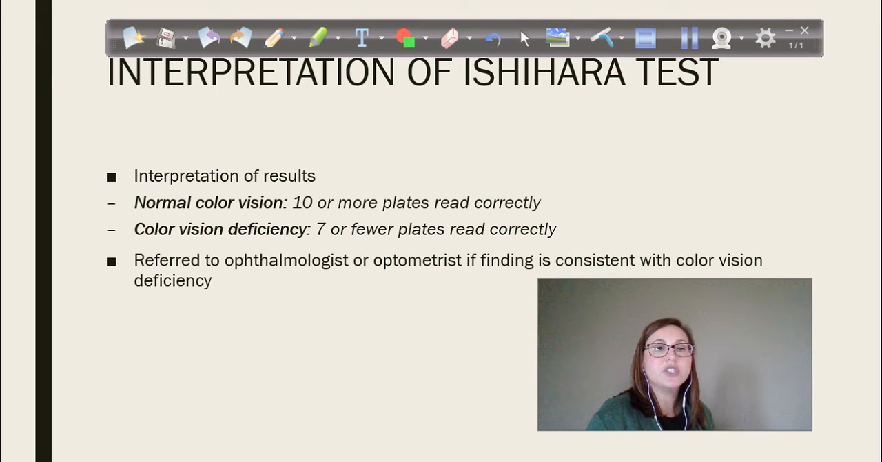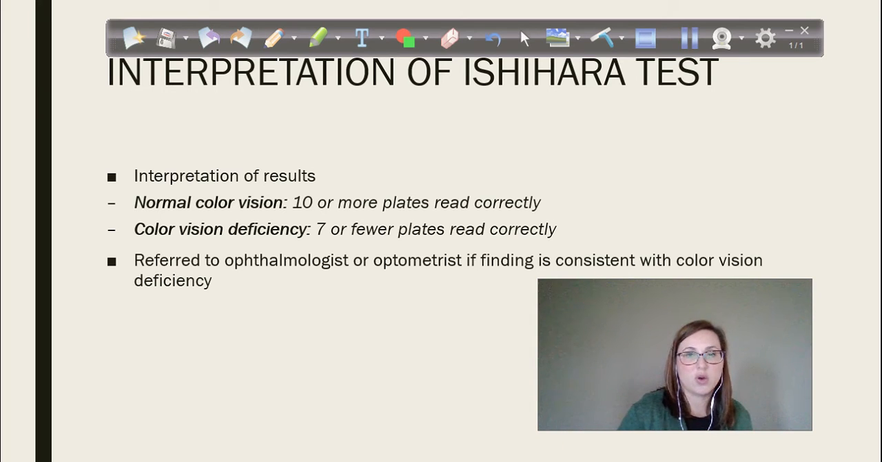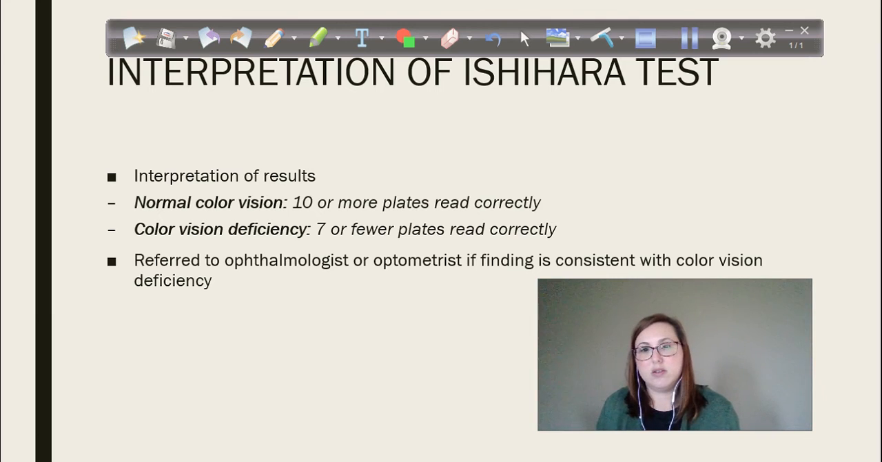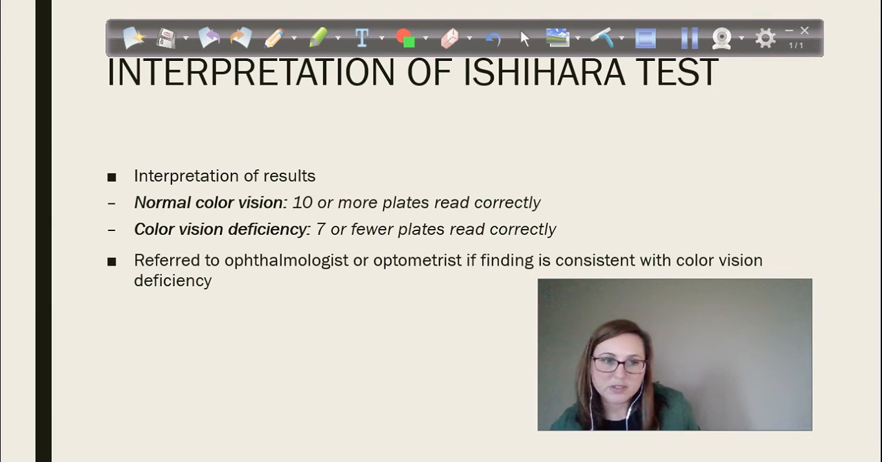So with normal color vision, you can see 10 or more plates. If there's a deficiency, 7 or fewer are read correctly. And usually the patient needs to be referred to an ophthalmologist or an optometrist to talk about their color vision results.